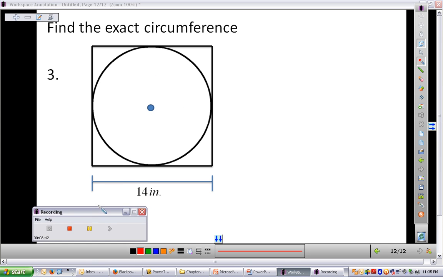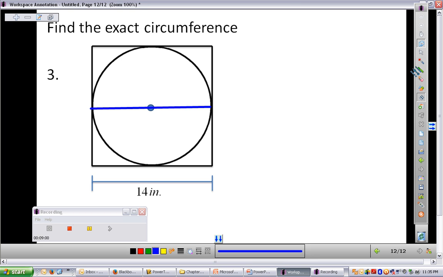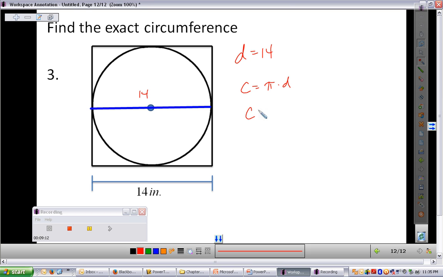This next one, number 3, says find the exact circumference. Again, this is the square circumscribed, on the outside of the circle, with the circle inscribed in the square. So if it's 14 across, it's going to be 14 across anywhere I go. And that includes 14 across right through the middle. So therefore my diameter equals 14. If my diameter equals 14, again, circumference equals pi times diameter. Circumference equals 14 pi inches. And that again would be the exact answer because we have pi left in our answer.